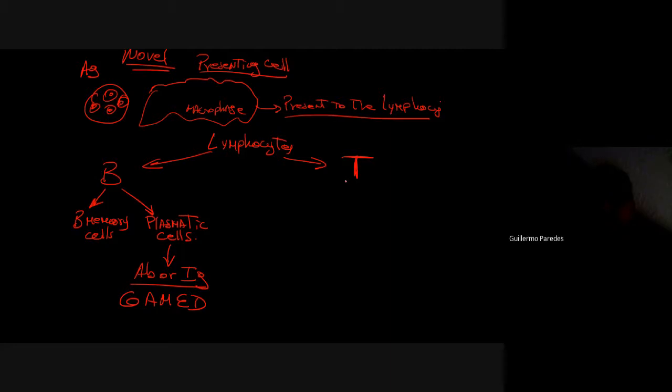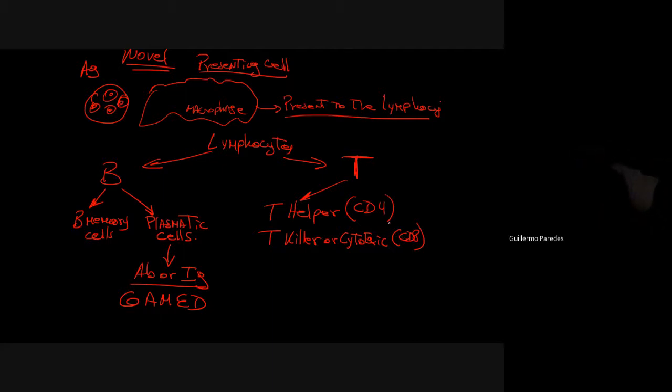The lymphocytes T are going to be the T helper, or called CD4, cluster differentiation 4. We have the T killer cells, or cytotoxic cells. It's called the CD8, that is cluster differentiation 8. Why do I put these names? Because in some textbooks and some seminars, they are not going to tell you CD4, they're going to tell you T helper, or they're going to tell you just CD4 or just T helper, depends. So that's why you need to know this.